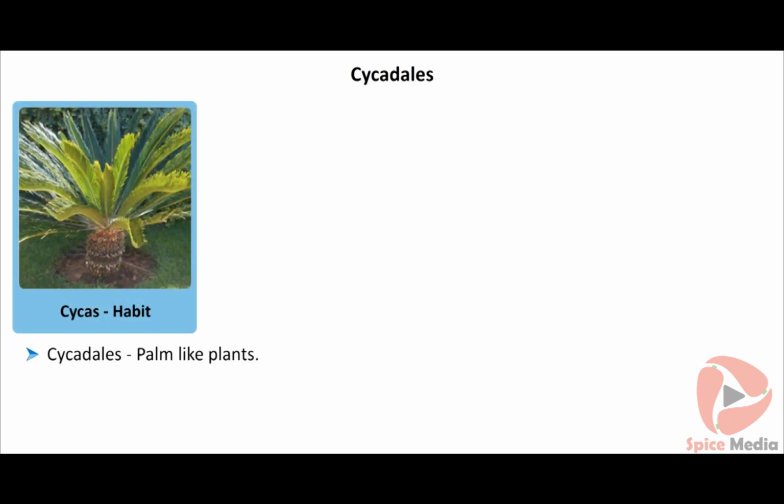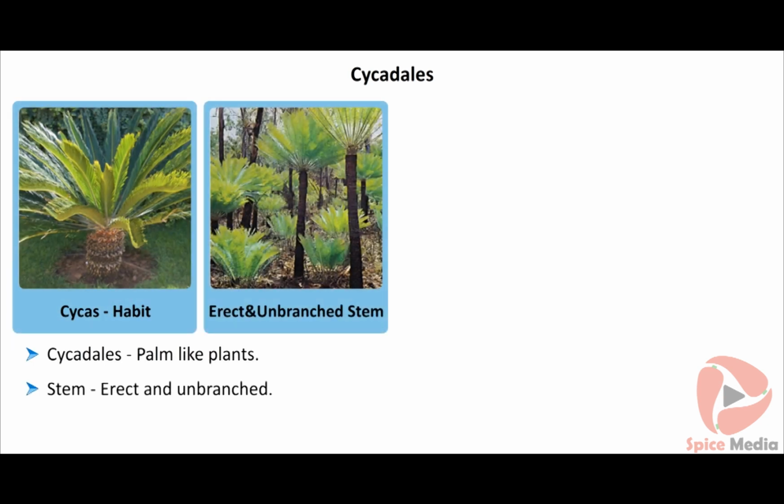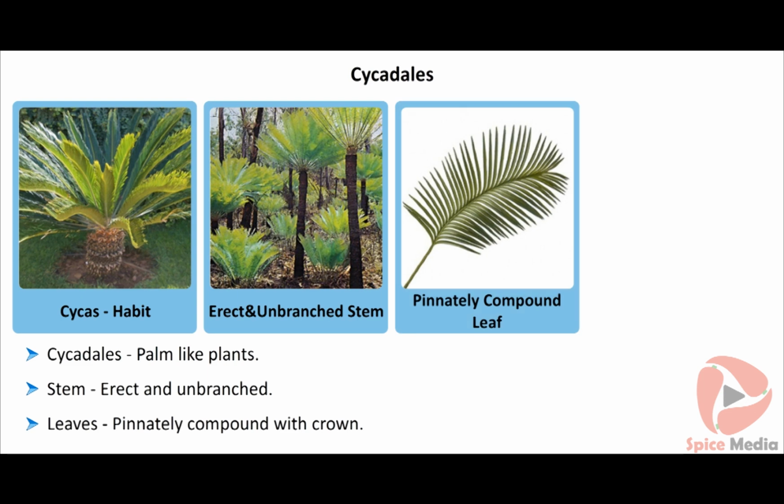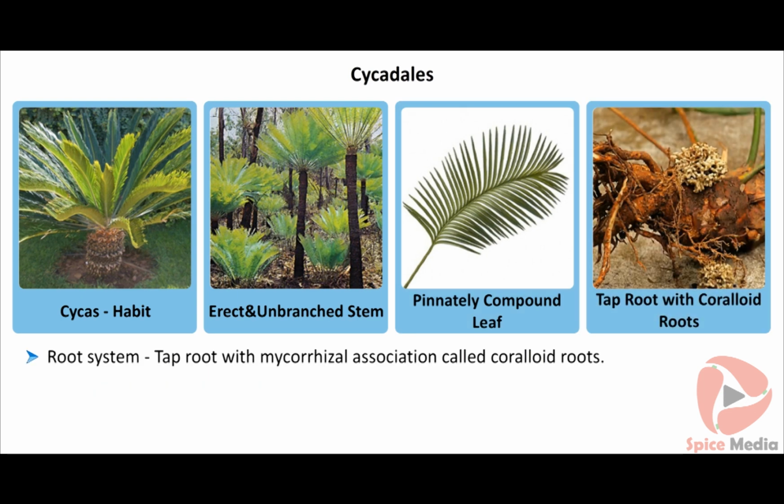Cycadales members are palm-like small plants. The stem is erect and unbranched. Leaves are pinnately compound and form a crown. The taproot system has mycorrhizal association and forms coralloid roots. The best example for Cycadales is Cycas.